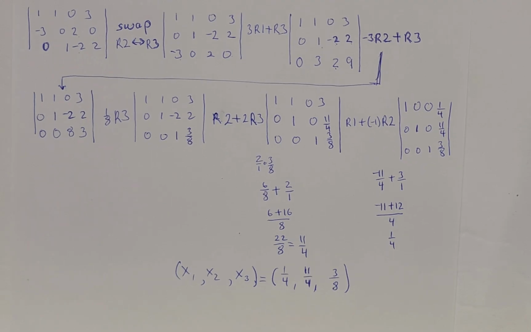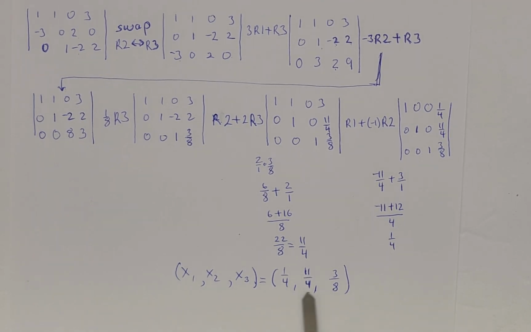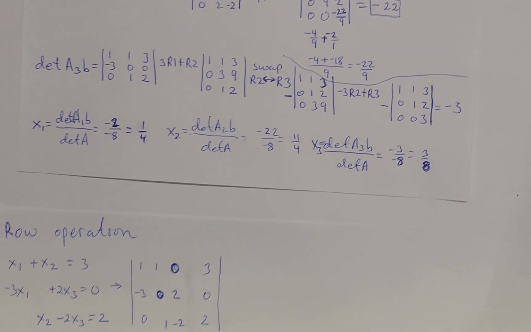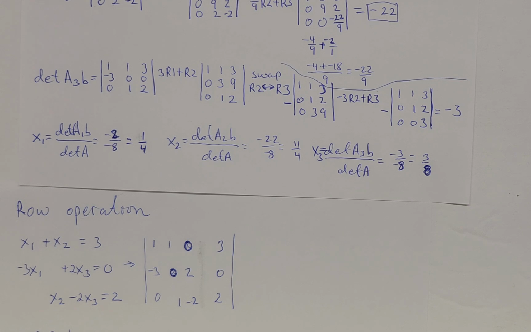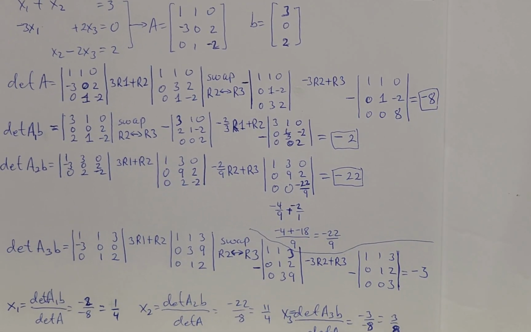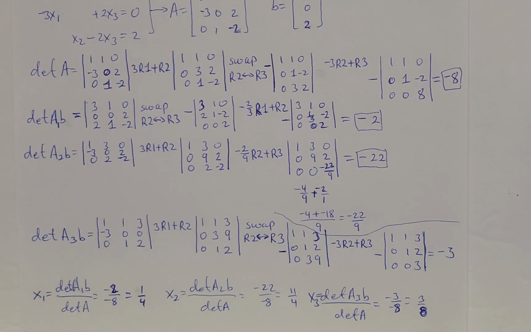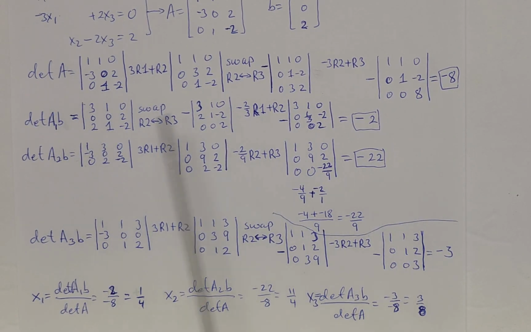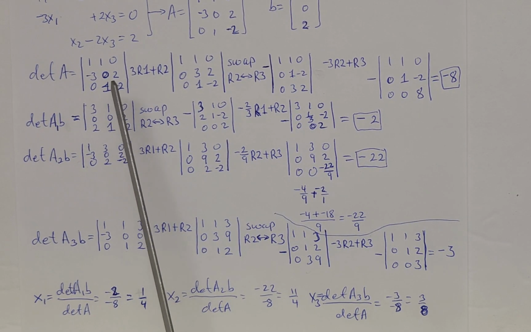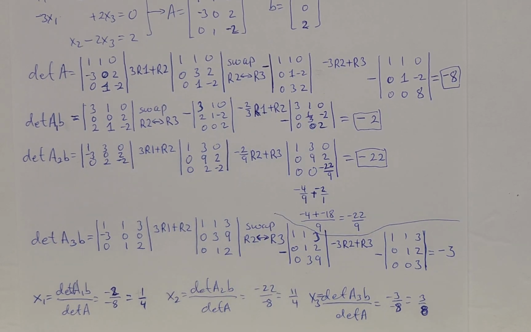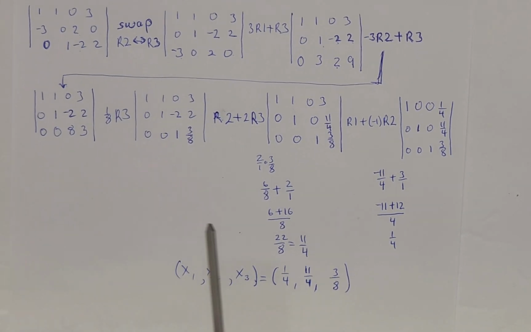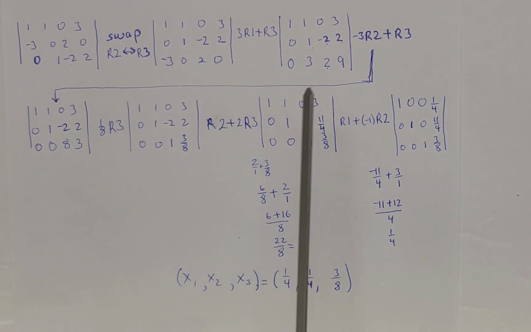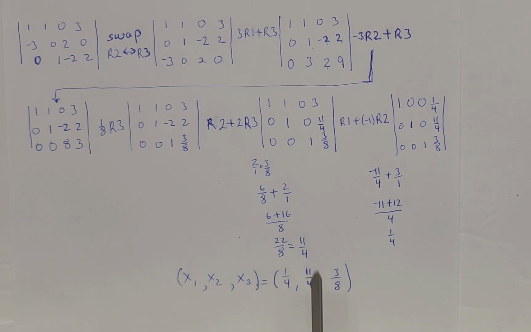One more time. Row operations give you the same solutions as Cramer's rule, okay? However, Cramer's rule is too lengthy. It takes too long, as you can see. If this was a 4x4 or 5x5, this is very lengthy. Row operations would be a better way to do it, and sometimes much faster.